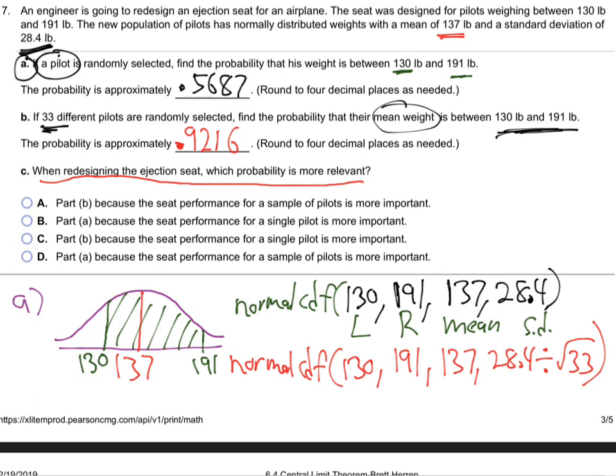I didn't look in advance. So it should be Part A. Why is the answer Part A? Again, having nothing to do with that number, just because that number is about an individual. A single pilot sits in the seat, not a group of 33. We don't care what the average for 33 is. We care that the individual in the seat is in that zone, right? That's what we care about. So let's see. The answer should be Part B because seat performance for a sample, no, not a sample, because seat performance for a single pilot is all that matters.